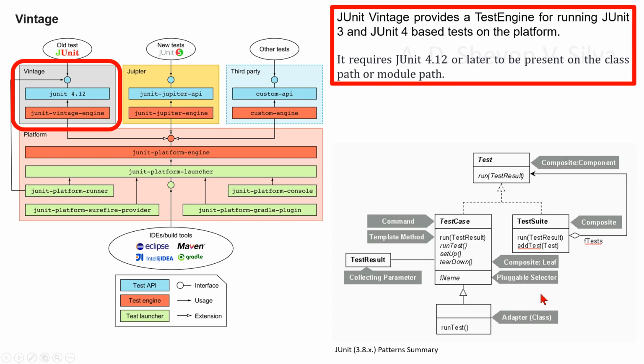JUnit offers the client the choice of using a pluggable selector or implementing an anonymous adapter class. To do so, we provide the pluggable selector as a default implementation of the run method, runTest. In this case, the name of the test case has to correspond to the name of the test method.